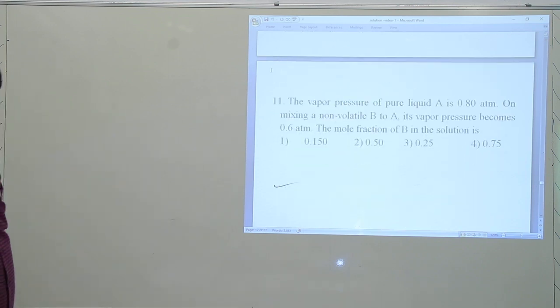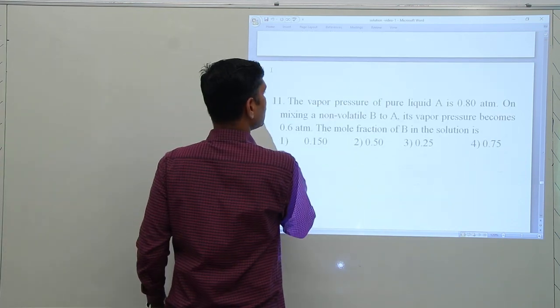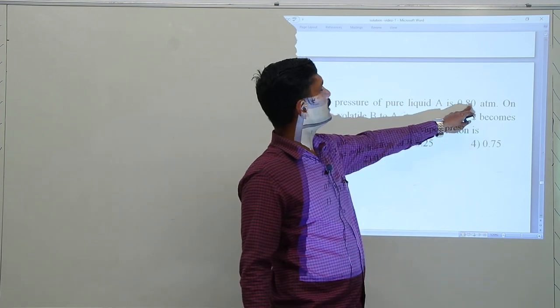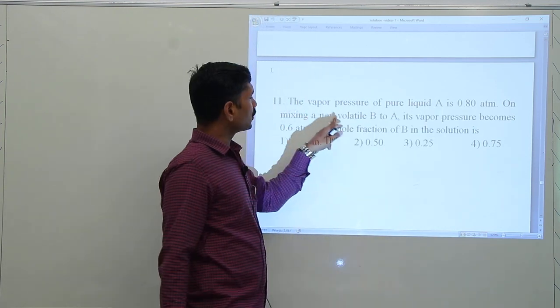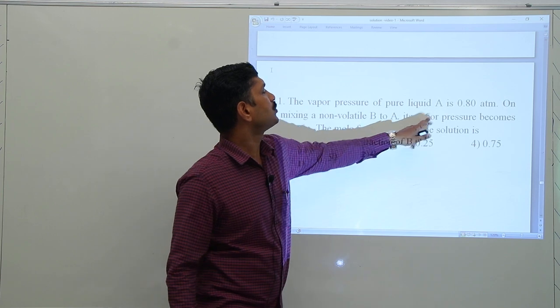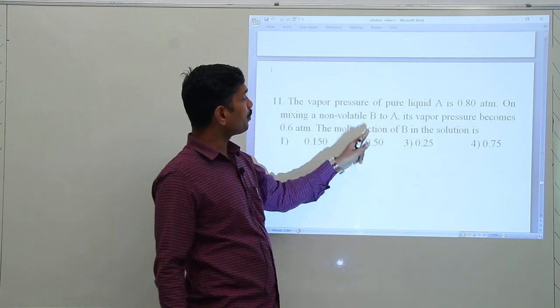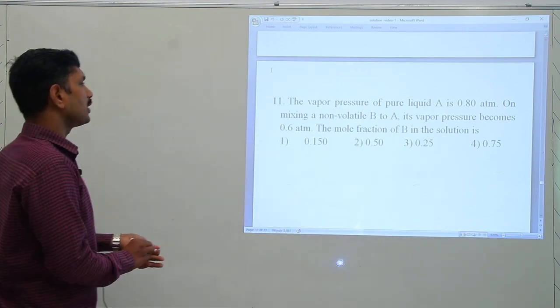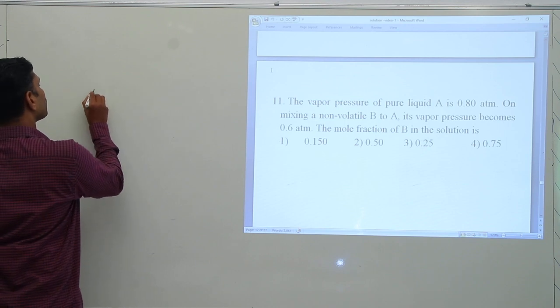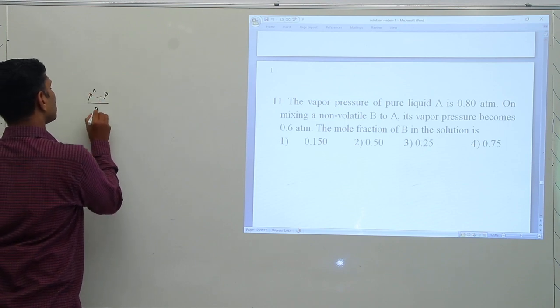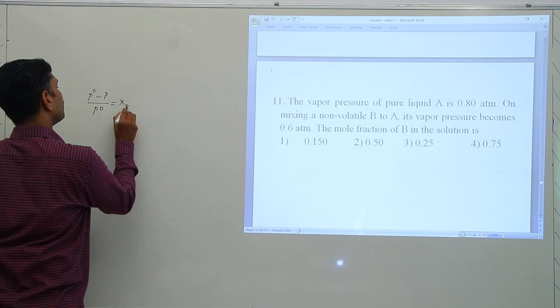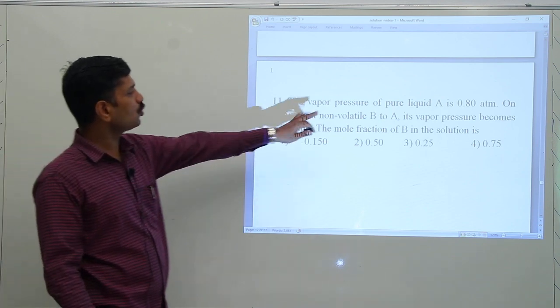Next one, the vapor pressure of the pure liquid A is 0.80 atmosphere. On mixing non-volatile solute B to A, its vapor pressure becomes 0.6. Find the mole fraction of B. It's a direct question. So (P naught minus P) divided by P naught is equal to the mole fraction of the solute B. Actually B is a solute here.